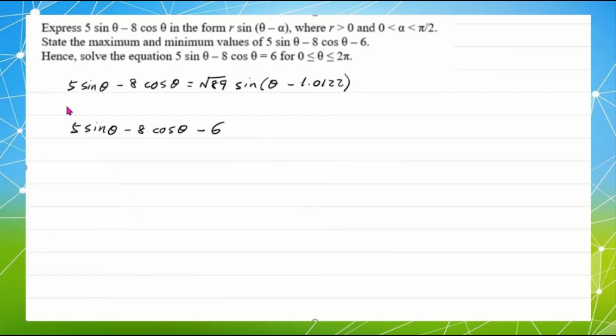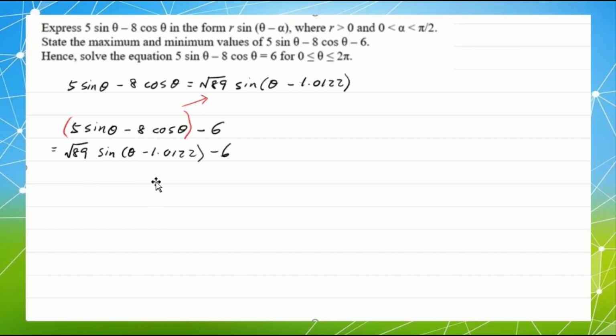Now we go to the second part. State the maximum and minimum values of 5 sine theta minus 8 cos theta minus 6. Now when we compare the question with the answer in the first part, we find that 5 sine theta minus 8 cos theta can be replaced with the answer from the first part, that is square root of 89 sine theta minus 1.0122. So now we replace the value with the answer from the first part.